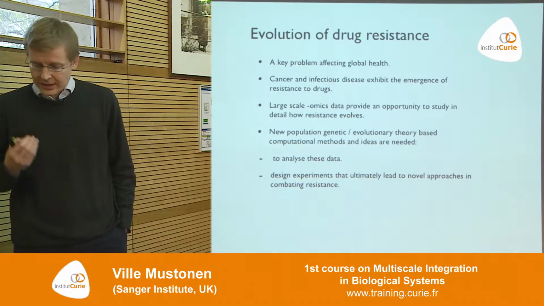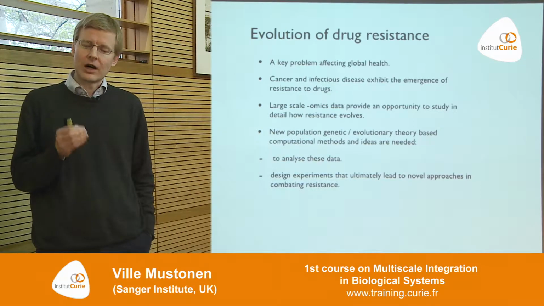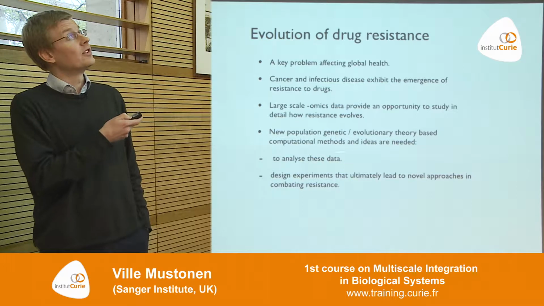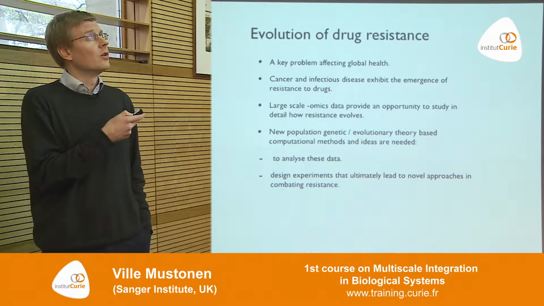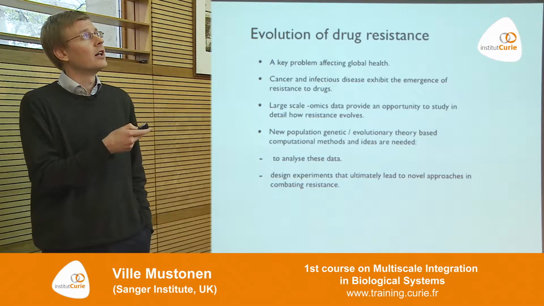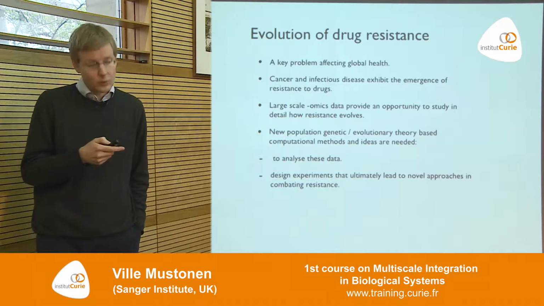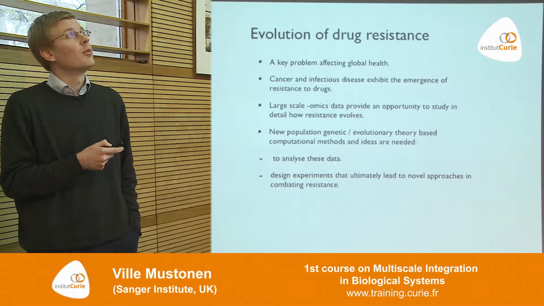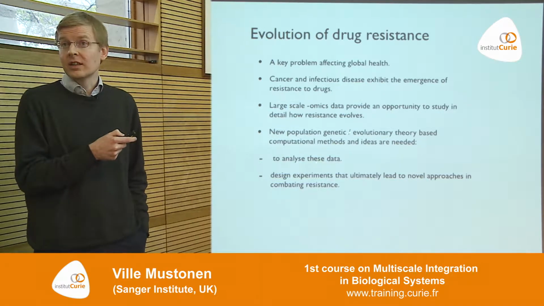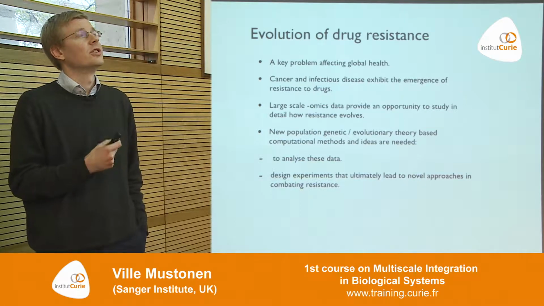At this time point, we have really powerful technologies to try to understand in detail how resistance comes about. With these technologies, there are many omics platforms, sequence data, and genomics data. So for this huge problem, we now have really nice tools to have a look. But this data alone will not help us to understand this problem. We do need new population genetic and evolutionary theory-based ideas and computational methods to analyze the data and to essentially design new experiments that lead to novel approaches in combating resistance.